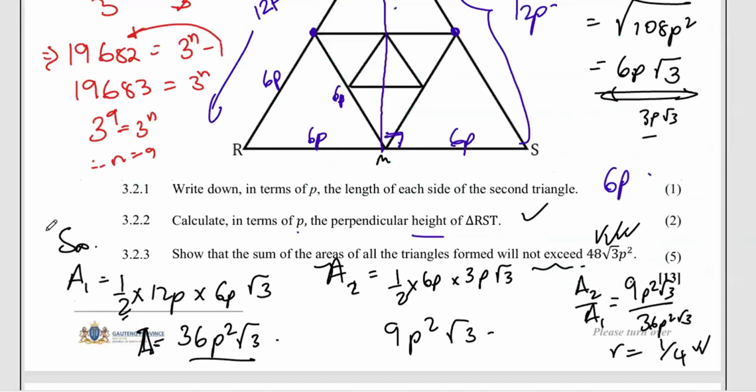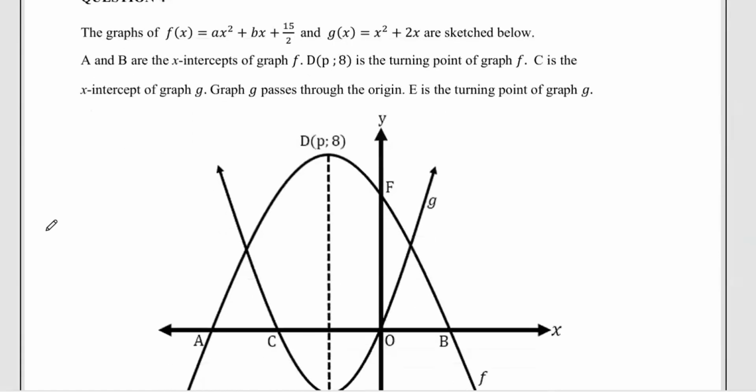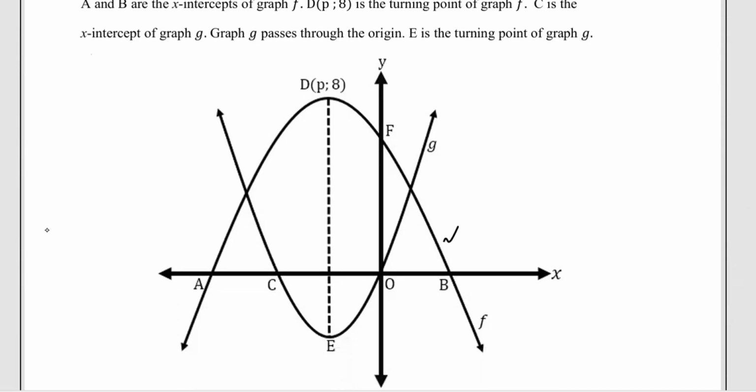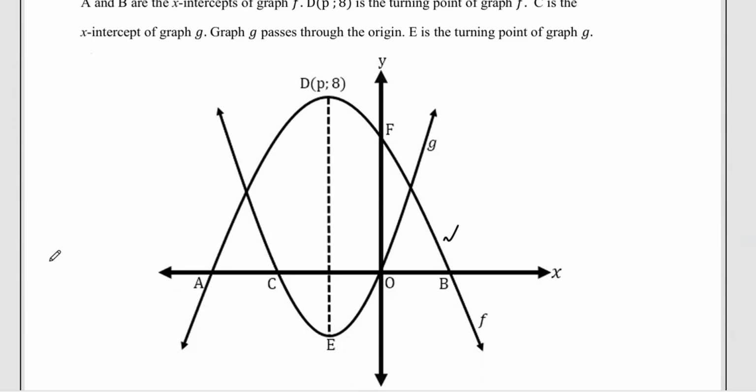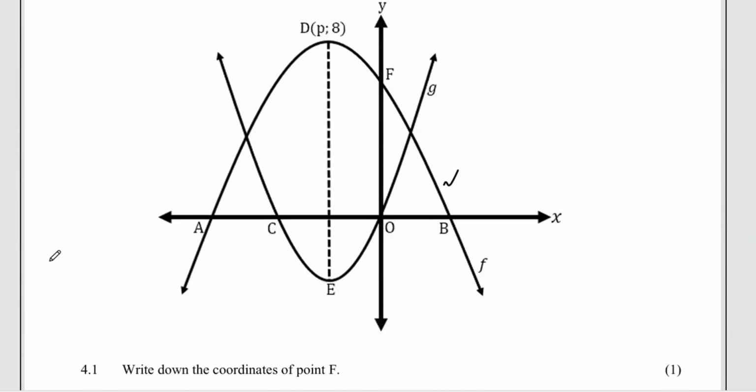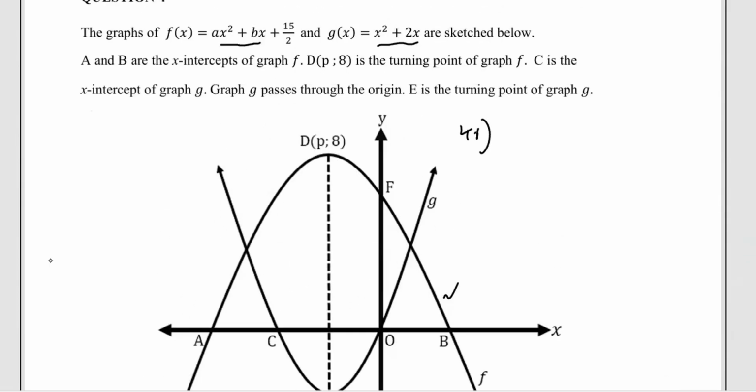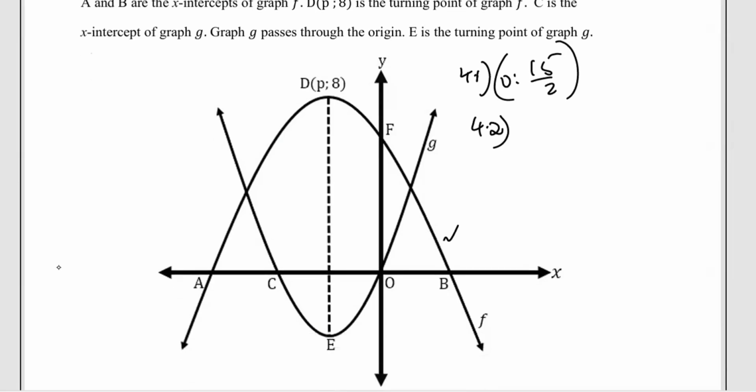All right, then question number 4, which is the functions. F of x, we're given this general, and then the g of x, basic that, then a, b are x-intercepts, d is the turning point. All right, then 4.1, they want the coordinates of f. So we know that f is the y-intercept of f. So this number is 15 over 2, but they want the coordinates, so it's going to be 0 and then 15 over 2. We don't need a calculation for that. Or if you feel like, substitute x with a 0. Then you'll have your answer.